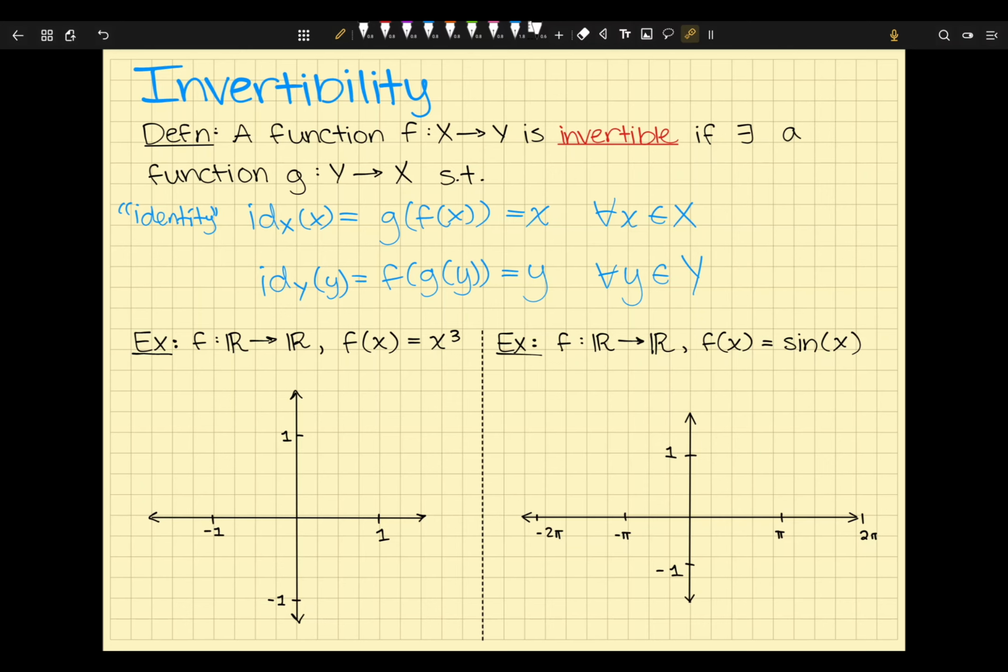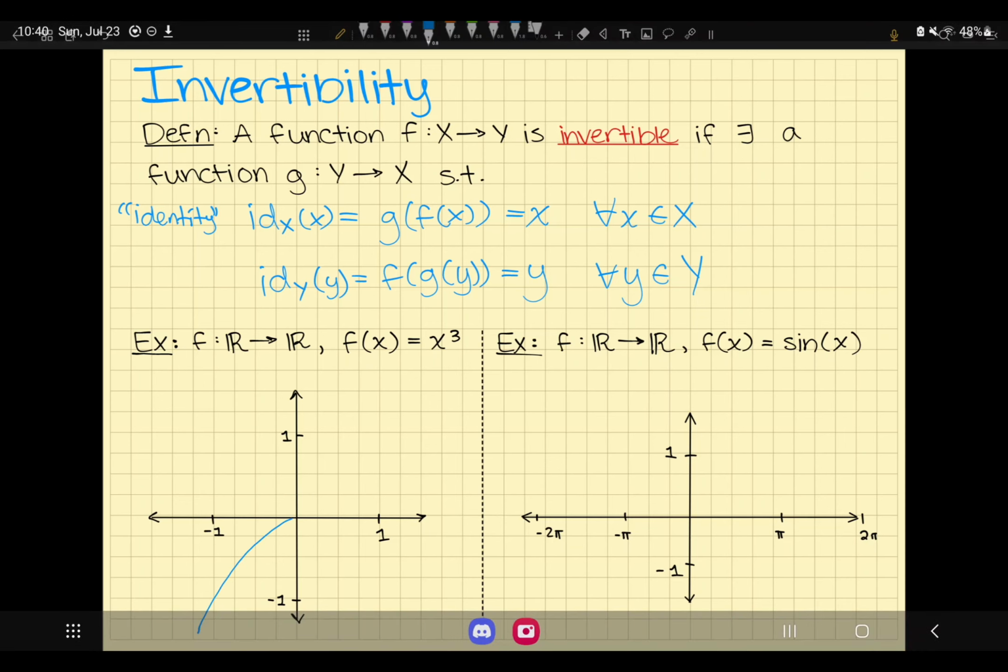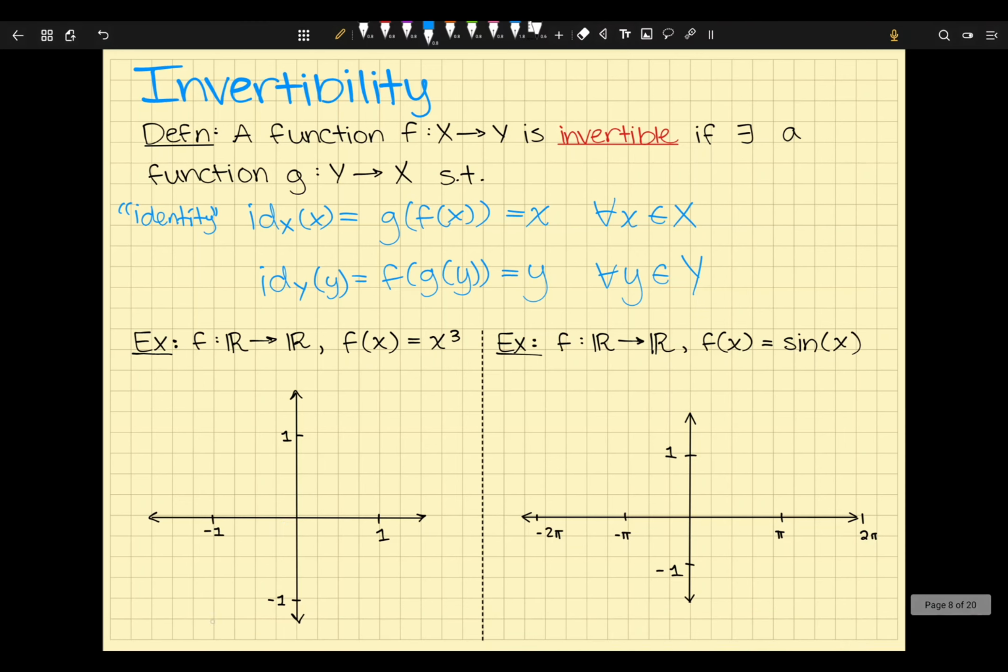All right, let's look at some examples. So our example here, we have a function f, it maps from R to R, and the rule of f is that we take an x and we cube it. All right, this function looks something like this, pretty good. So this is going to be f.